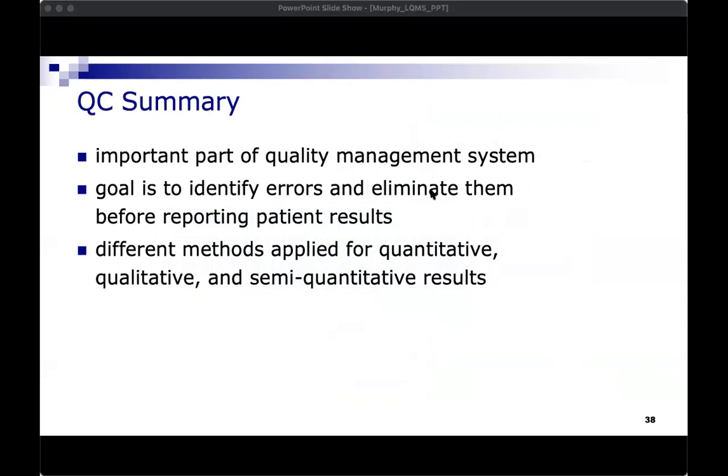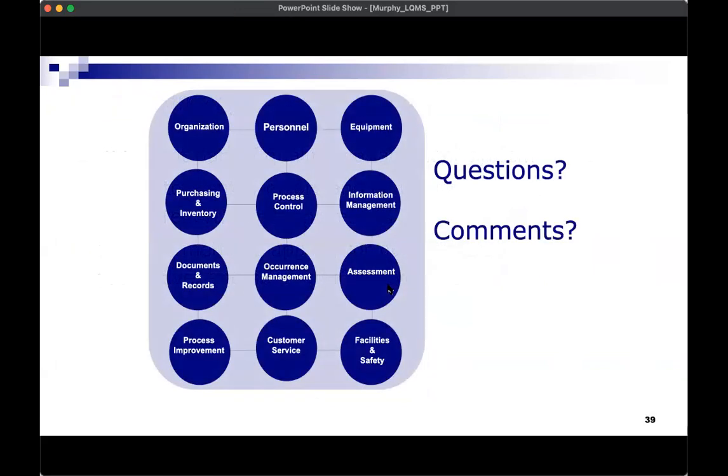So in summary, QC is an important part of the quality management system. The goal is to identify errors and eliminate them before reporting patient results. And different methods apply for quantitative, qualitative, and semi-quantitative results. Okay, so I think we're going to break here and go through some questions if there are any.